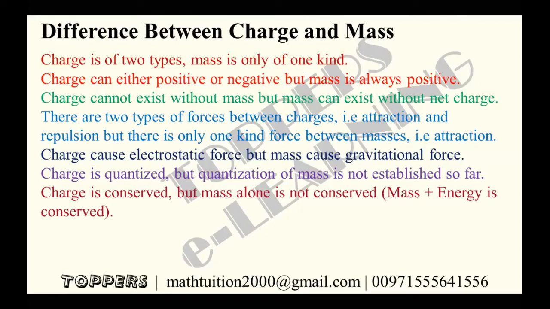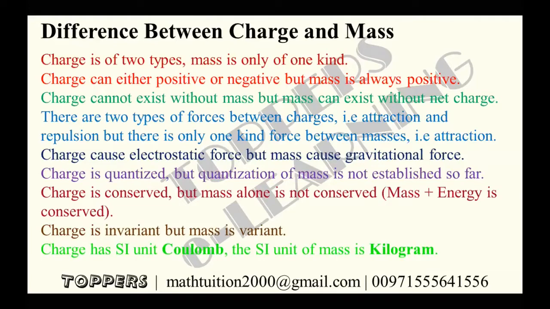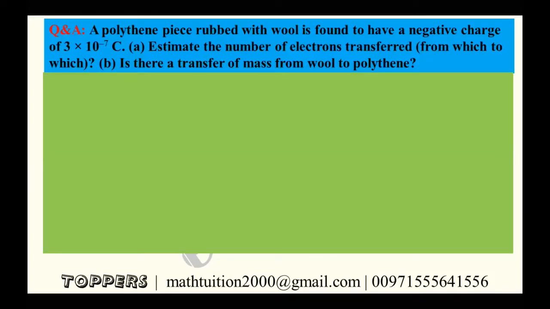Mass can change into energy also, right? But mass plus energy is conserved. Charge is invariant, but mass is not. The SI unit of charge is coulomb, and the SI unit of mass is kilogram. These are some differences between charge and mass. So let us start our question and answer session.